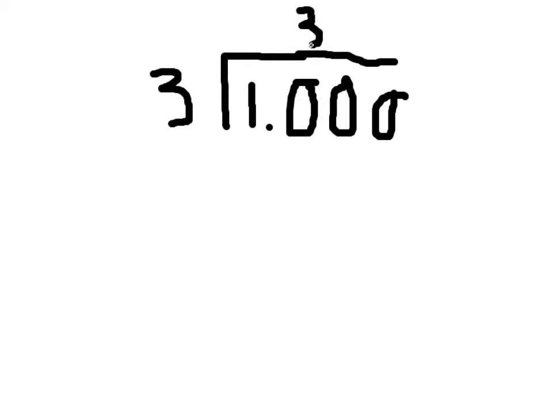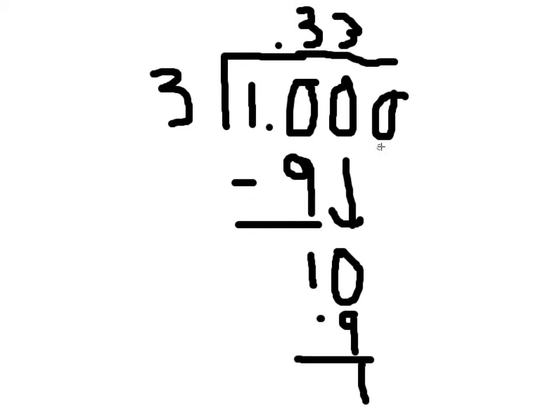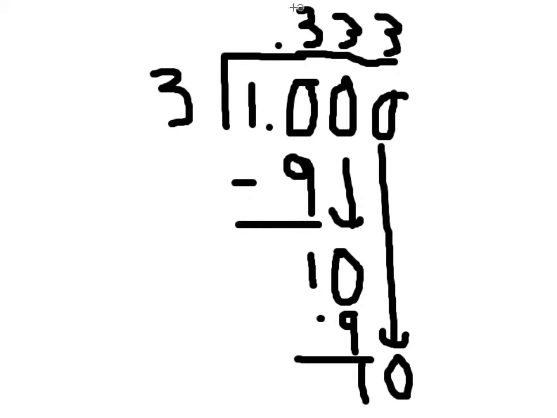3 times 3 is 9. 1, bring down the 0. This is 10. 3 can also go into 10 3 times. And 9 minus 10 is 1. Also, this just goes on forever.